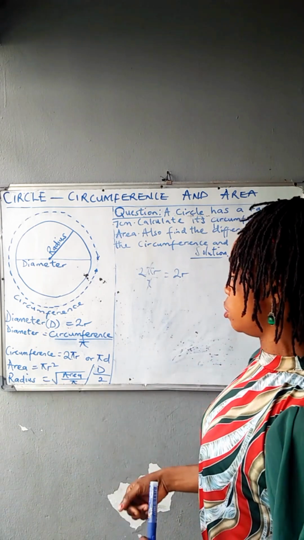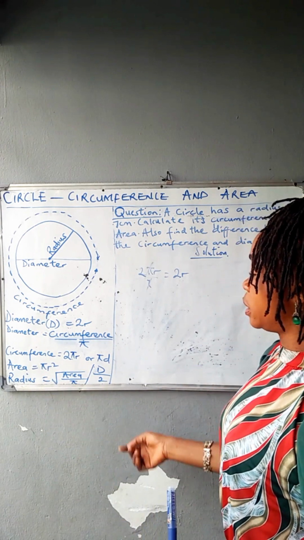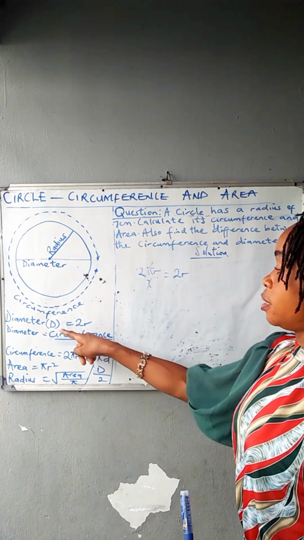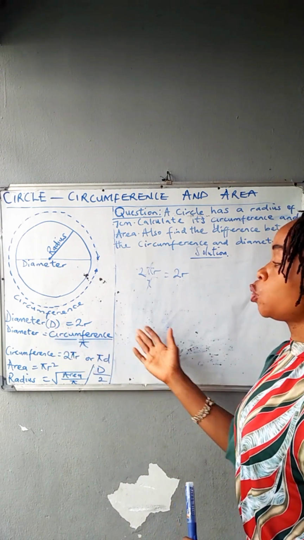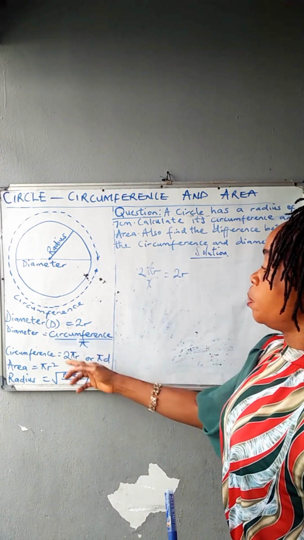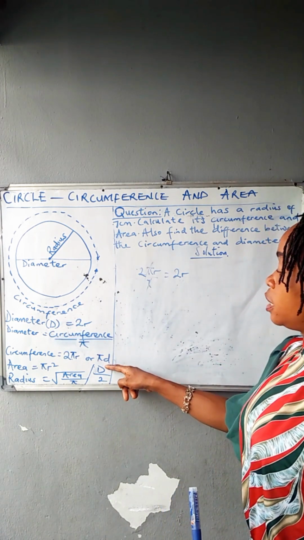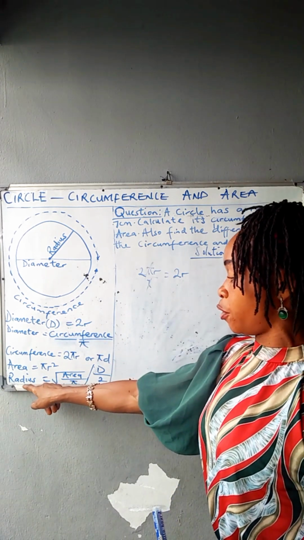Now, what is our radius? Our radius can also be calculated by dividing the diameter by 2. This is our diameter. If diameter is 2r, definitely r will be half of the diameter. So d all over 2 will help you to calculate your radius.